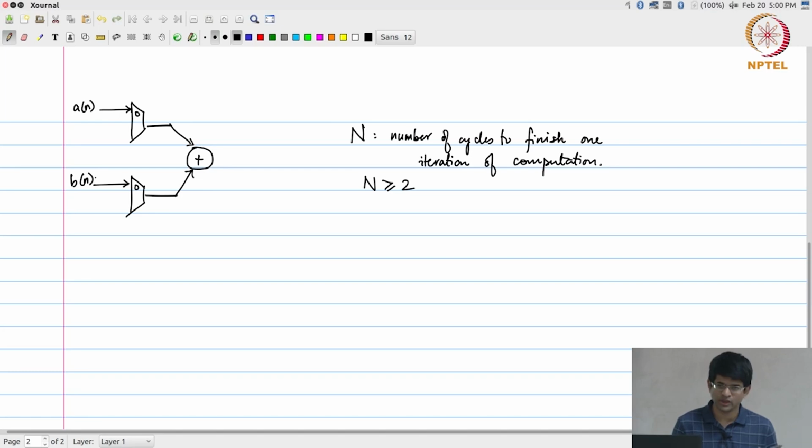Okay. Now in order to complete the architecture, what I am going to say is take the output of this adder. If I directly connect that back to one of the other multiplexers, that does not work because I will end up with a combinational loop. Okay, so I can't do that.